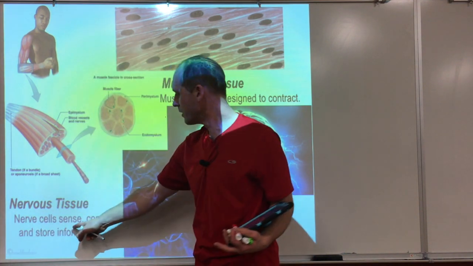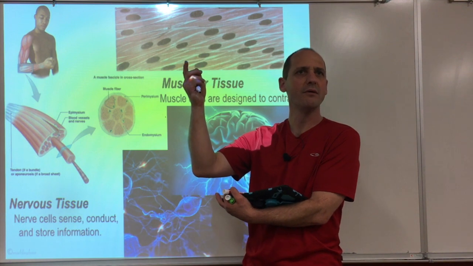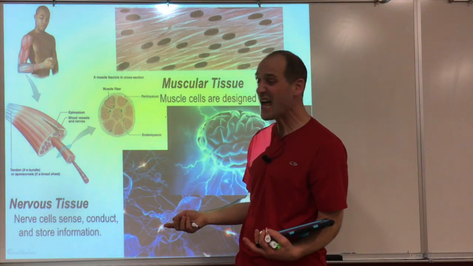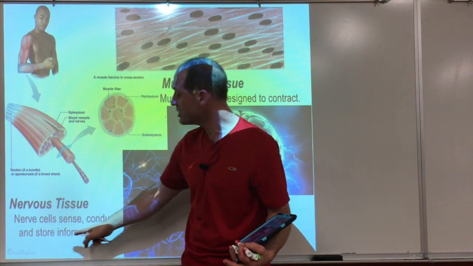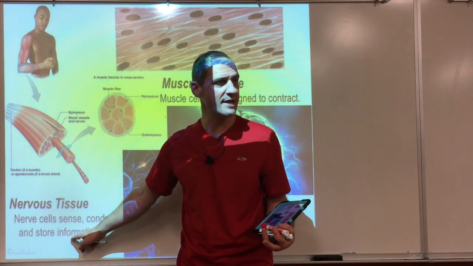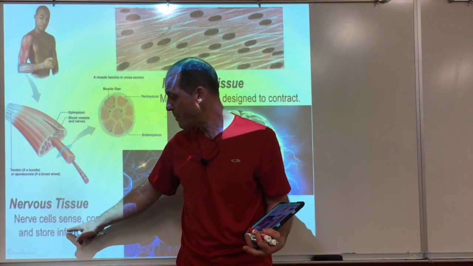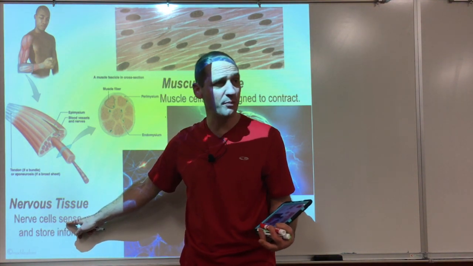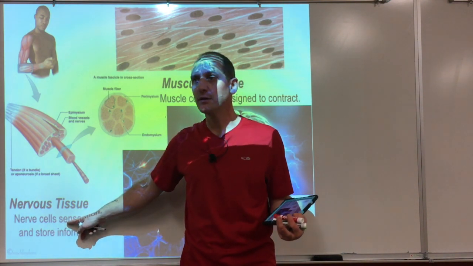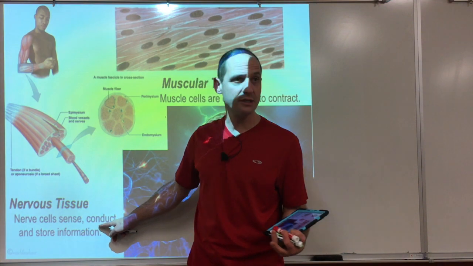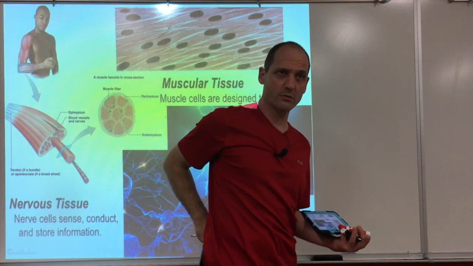Nervous tissue, well, that's your nerves. Have you hit your funny bone? That's the nerve. It's like electrical stuff. It senses, it conducts, and it stores information. So it sends that through electrical signals. But basically, it picks up something from the environment or the inside. Look, there's light. And it conducts it, that's the electricity, goes to the brain, at least to the spinal cord.